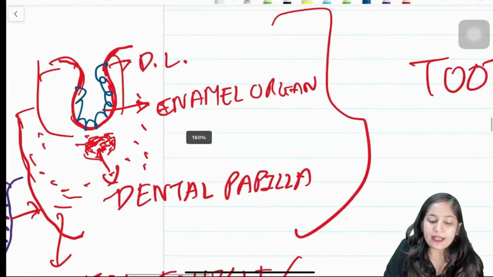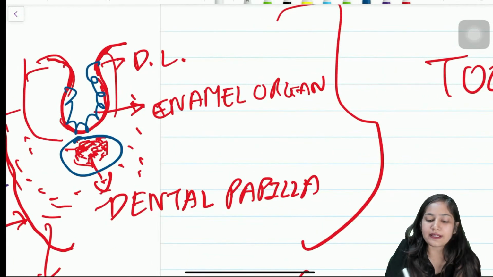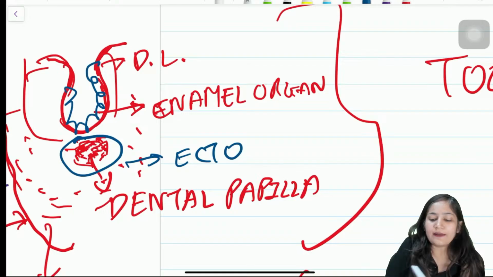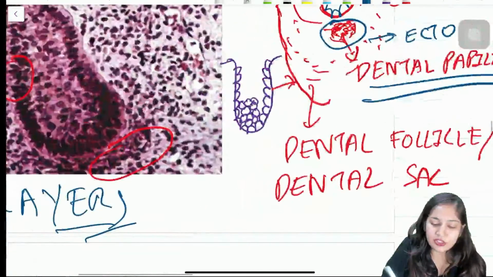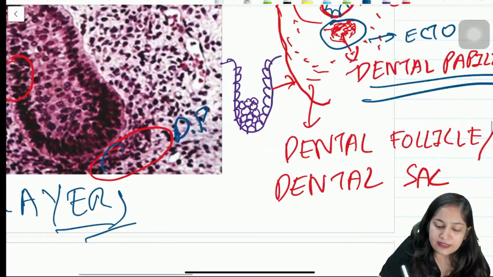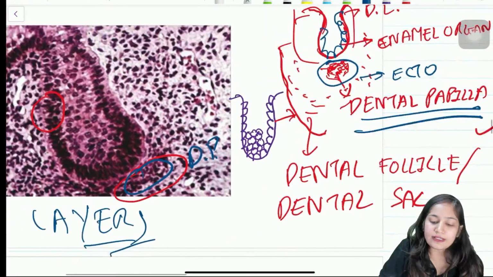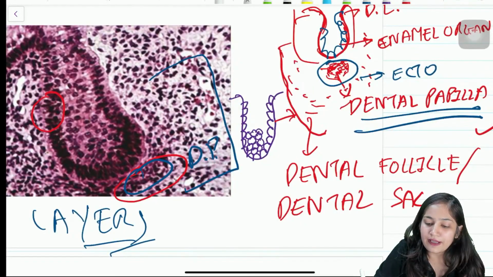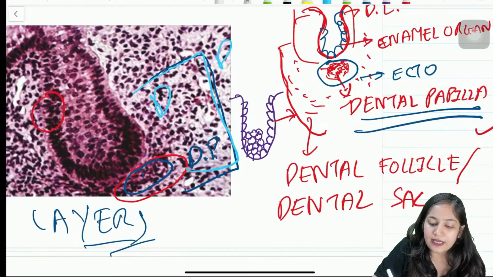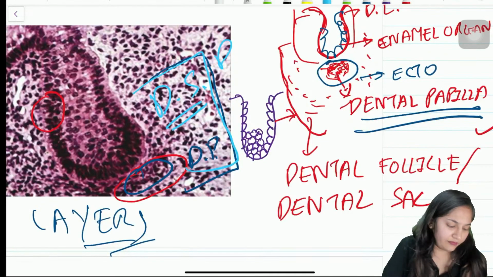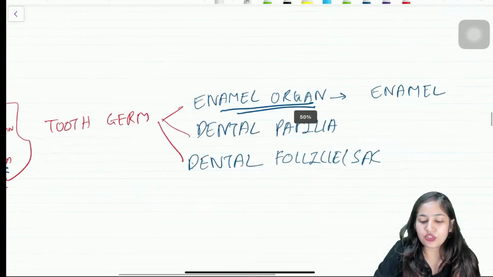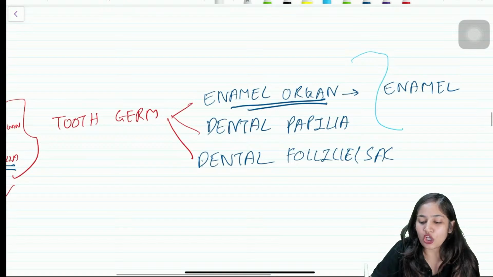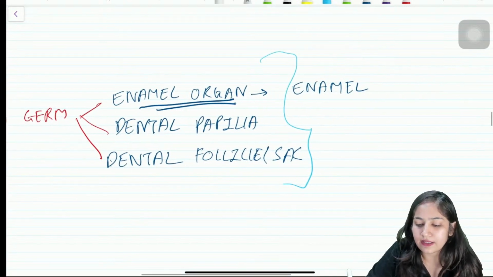Then surrounding the enamel organ we have condensation of ectomesenchymal cells which are the dental papilla. Here you can easily appreciate the dental papilla. This is our dental papilla. And surrounding this enamel organ and dental papilla we have the dental sac. This portion is our dental sac, right? So the tooth germ basically consists of enamel organ, dental papilla and dental sac.